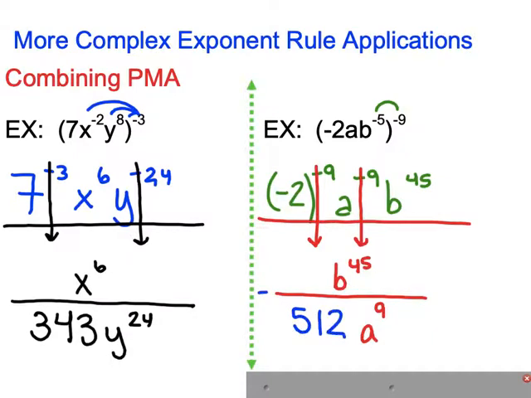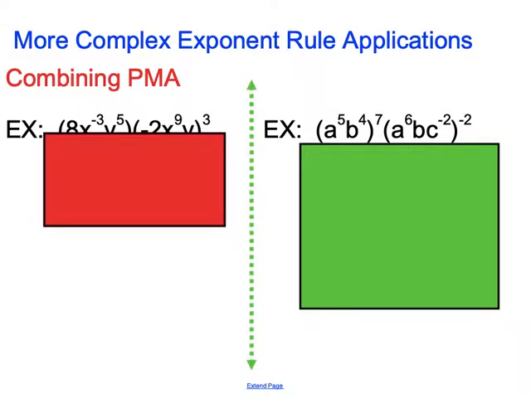So notice when I moved it to the bottom on this one, it became negative 2 in parentheses to the 9th power, which is negative 512. And I put the negative out in front because we don't normally leave the negative in the denominator. Okay, let's combine a couple more.